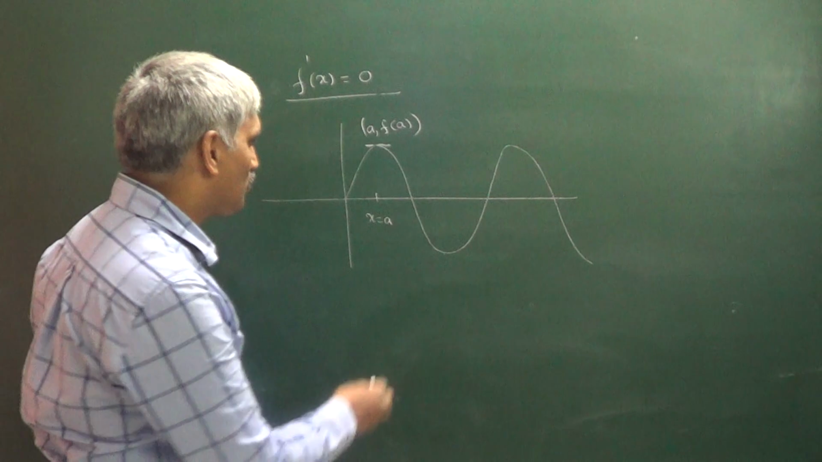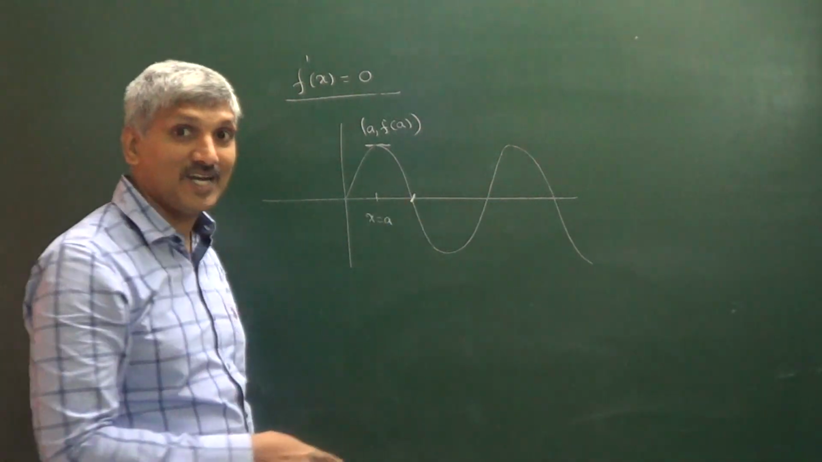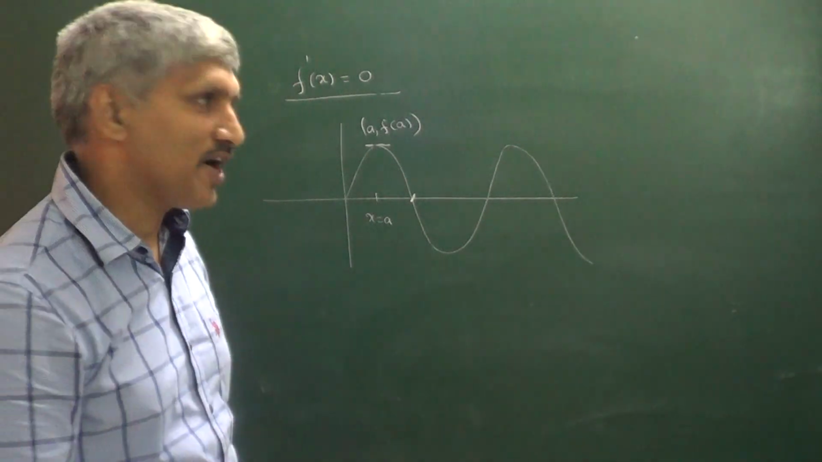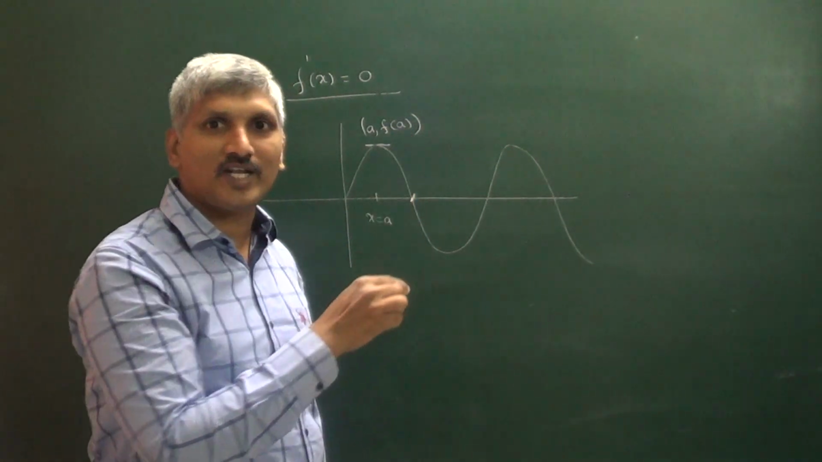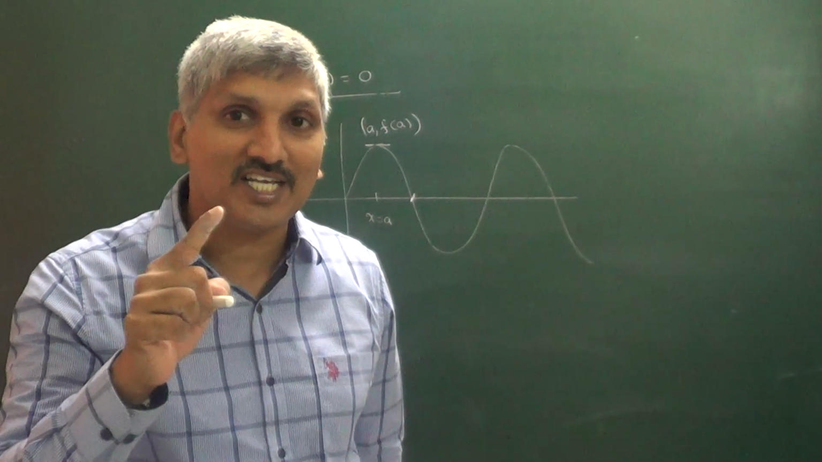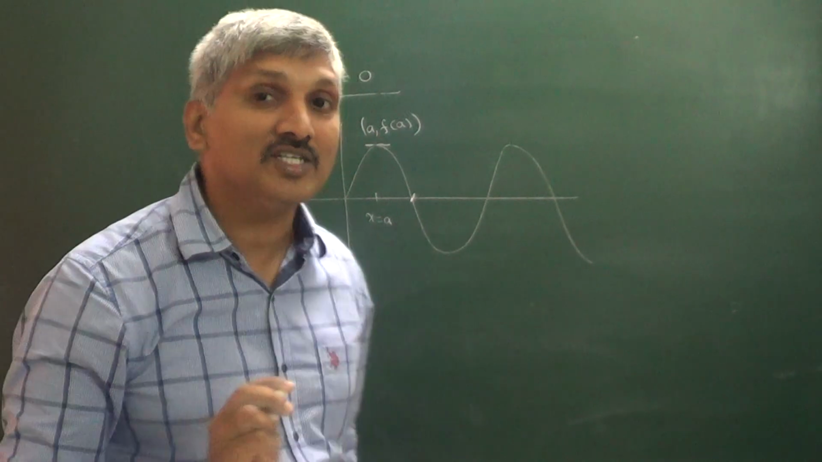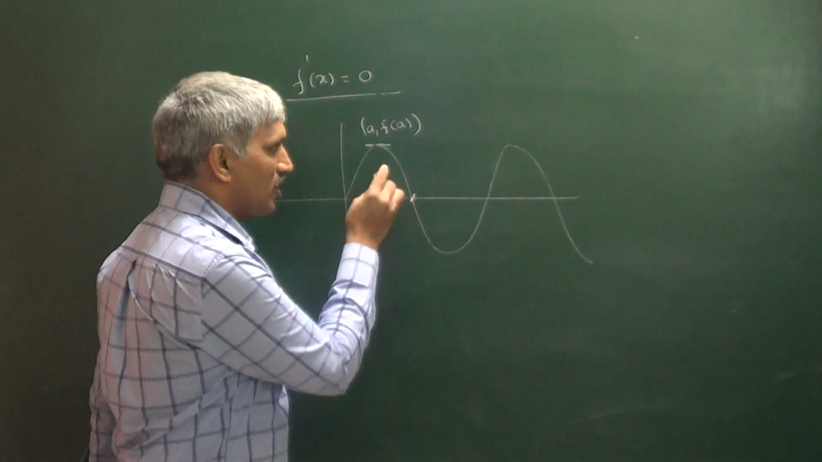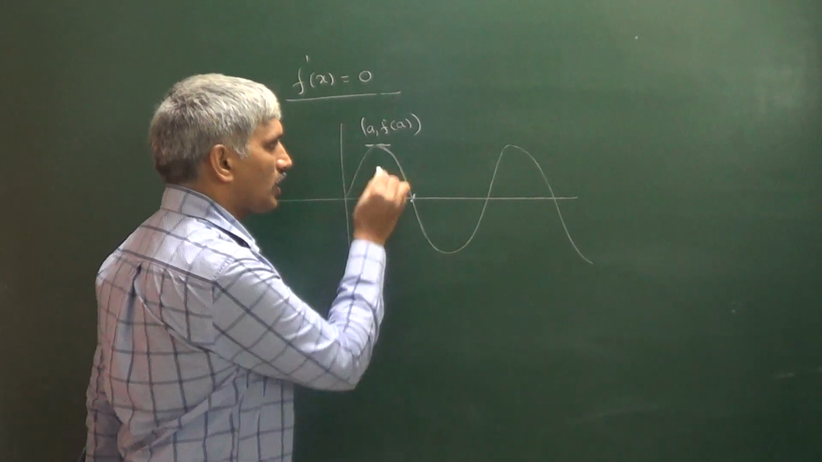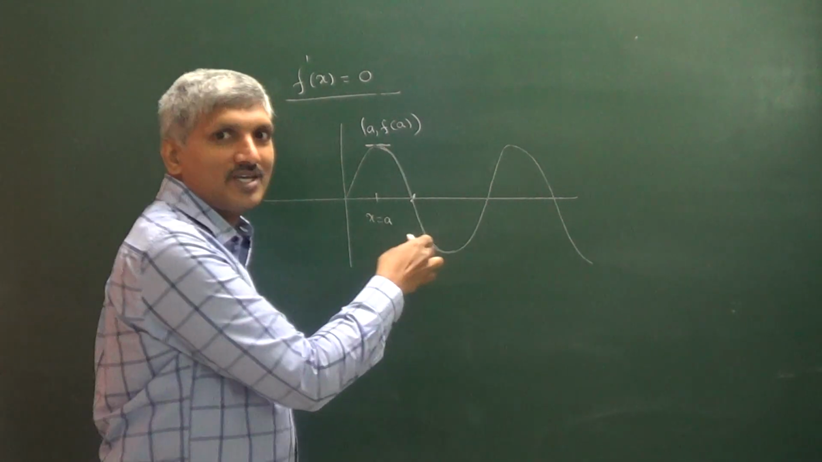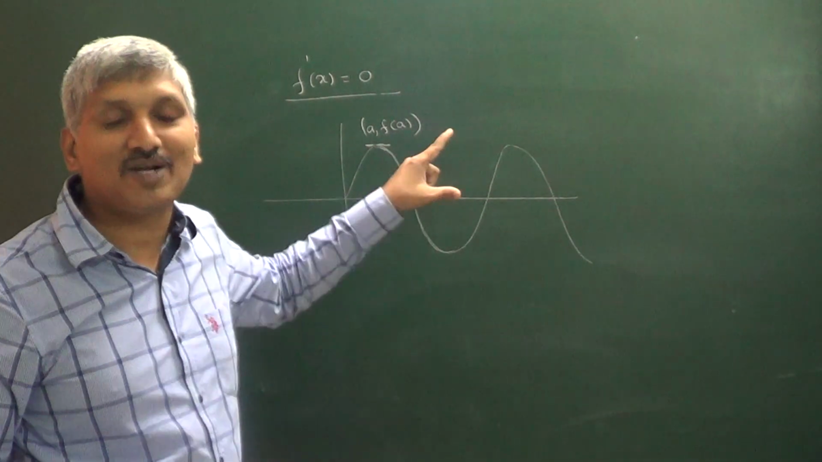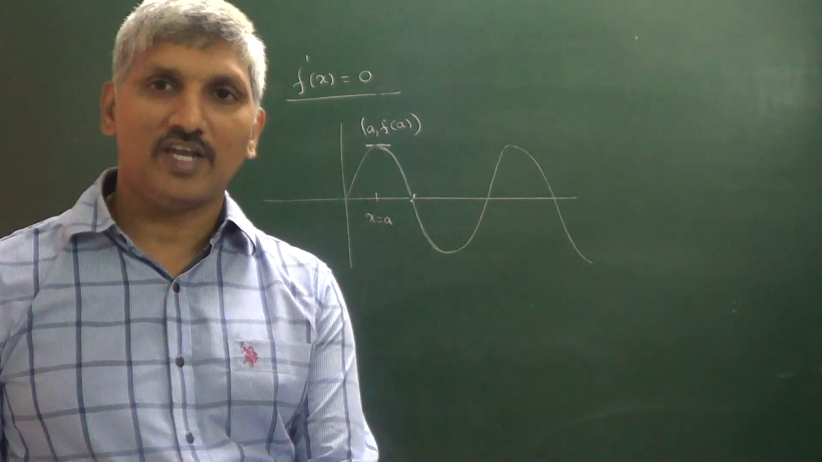But what about this point? That point is called a point of inflection. Why are we calling this a point of inflection? Because the concavity changes. Concavity changes means f double dash of x is becoming 0. This is concave upward, and it is changing; this is concave downward, and it is changing to concave upward. So where the concavity changes, that point is called the point of inflection.